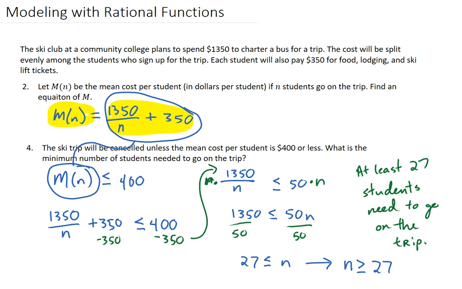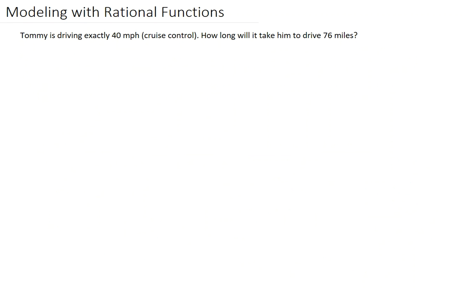Alright, let's move on to a new scenario. Kind of similar, kind of different. Before we get into a full-fledged example, I wanted to go over something to make sure you're tracking with me on how to determine something. So let's say we have Tommy, he's driving 40 miles per hour because he has his cruise control set. How long will it take him to drive 76 miles? I just wanted to make sure you knew the formula for determining this.